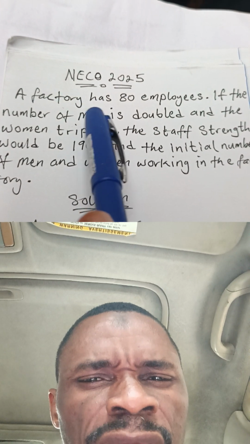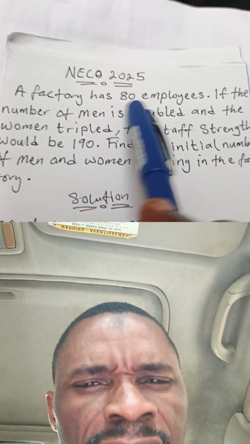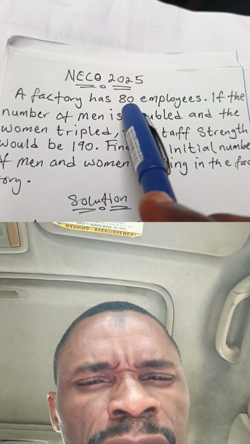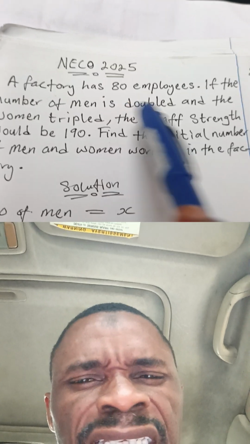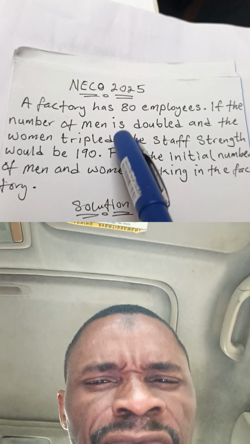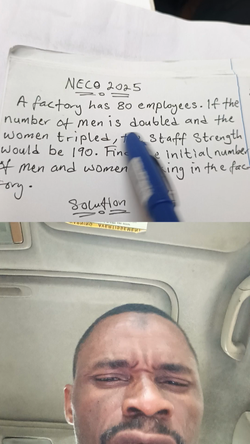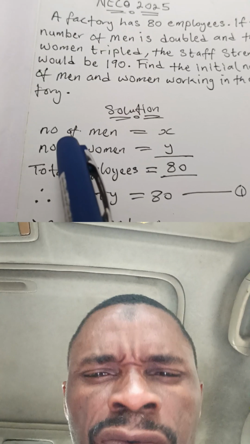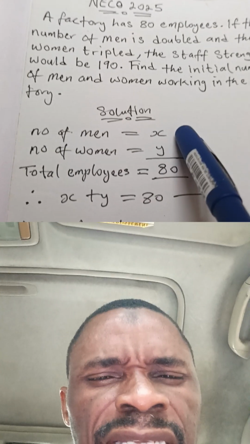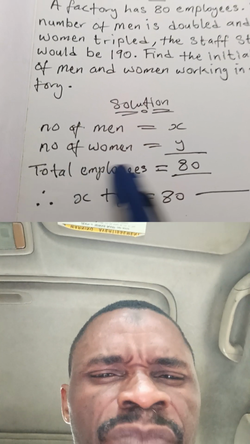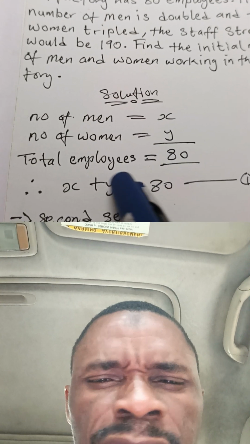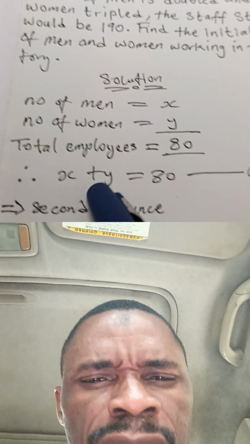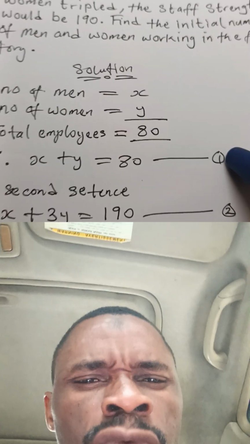Of course, the total number of men and women is 80, because this first sentence might not show you that they have both men and women, but the second sentence shows that in that factory there are men, there are women. So what we first do is let's go to the solution. Let the number of men be X. Now the number of women, let's target Y. Now total employees, if you add this and this will give us 80. So this is the expression here, giving us equation 1.